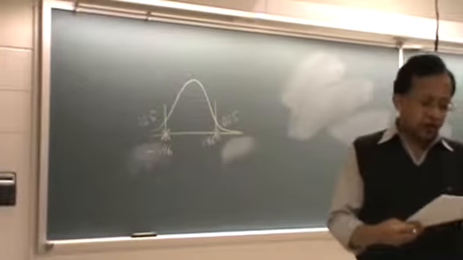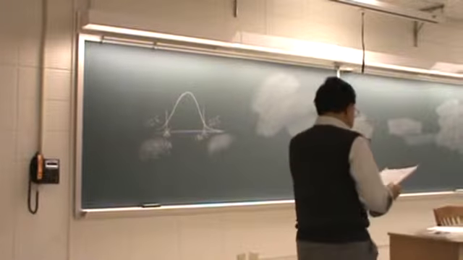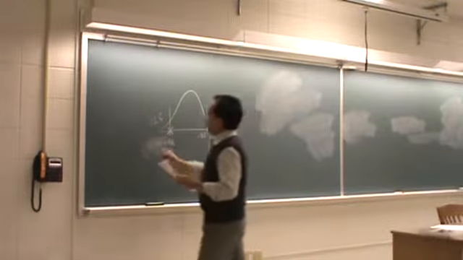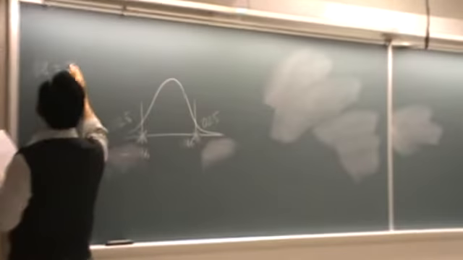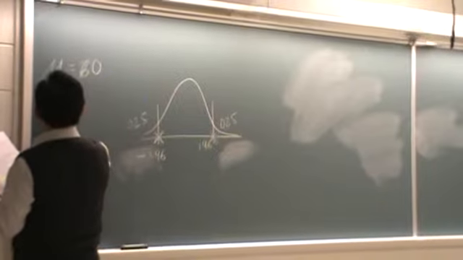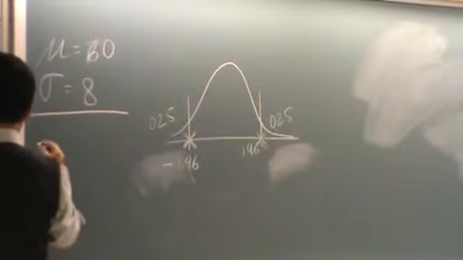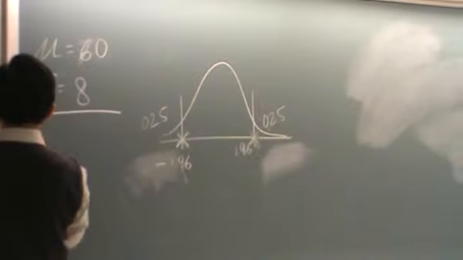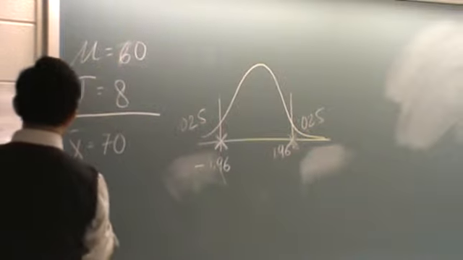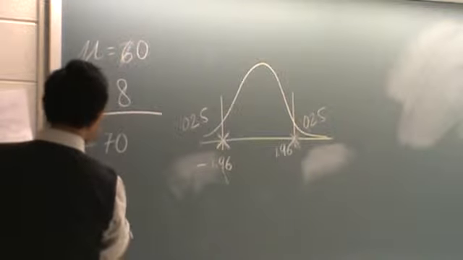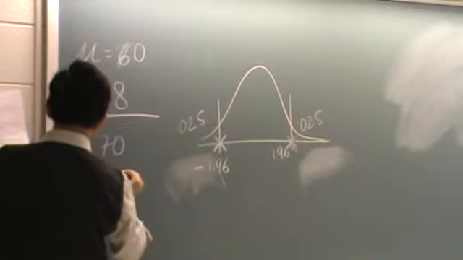So we are still working on this same sample question. The math test was done. The population mu was 60. Standard deviation was 8. Then we did the special tutoring and we found the sample mean equal 70. And they are saying that we need to do this hypothesis testing at alpha equals 0.05.